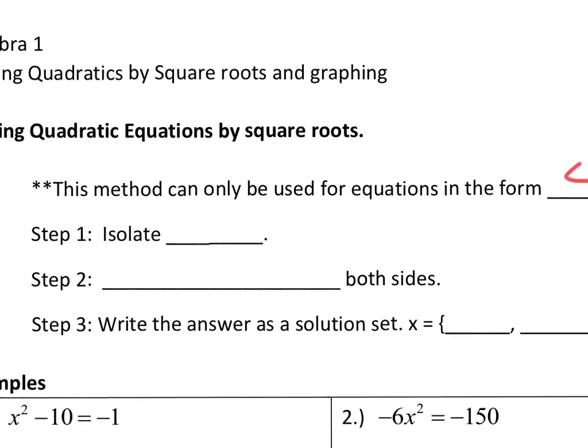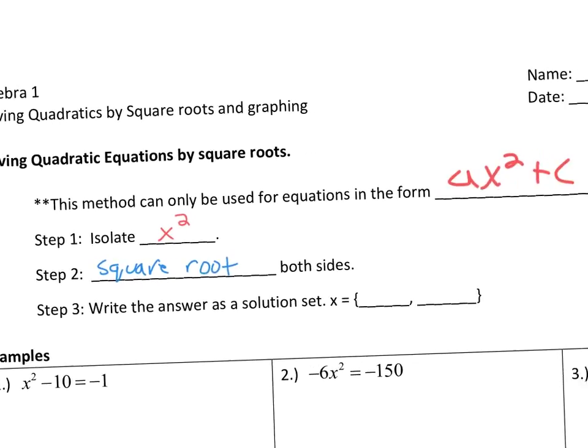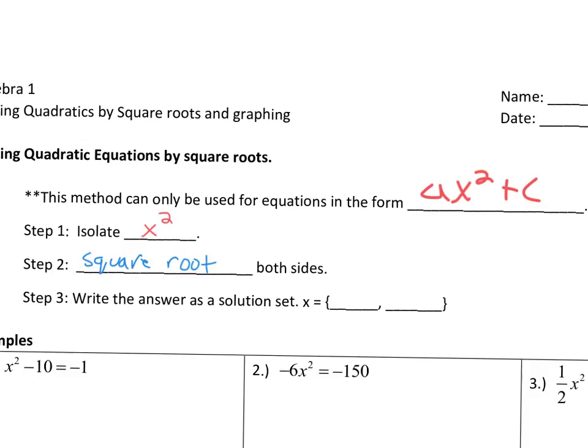Okay, so step number one here is going to be isolate the x squared, meaning leave x squared on one side of the equation and move everything else to the other side. And then the next step is to square root both sides. So square root the x squared and square root whatever numbers are on the right side. And the last step, as is the last step of all of your methods, is to write your answer in a solution set. X equals something comma something, whatever those numbers are.